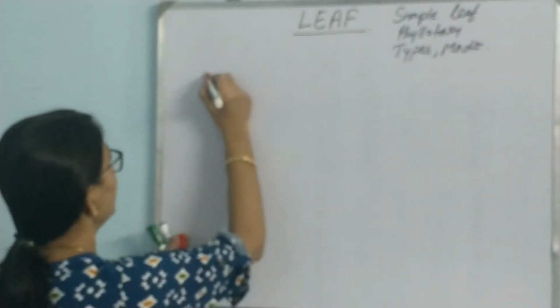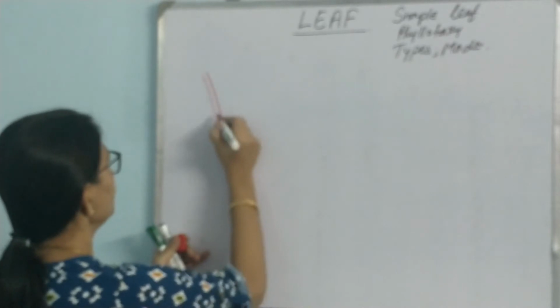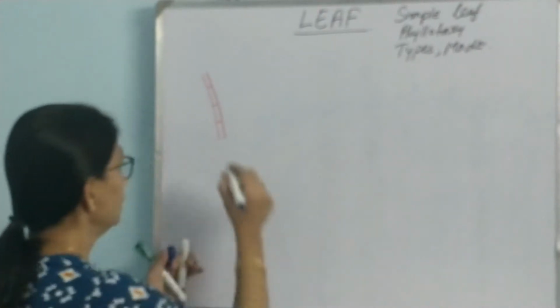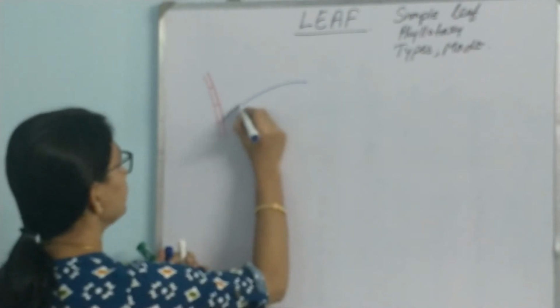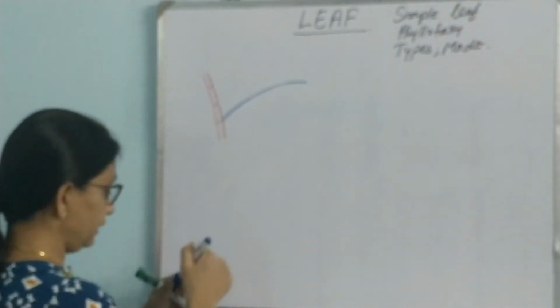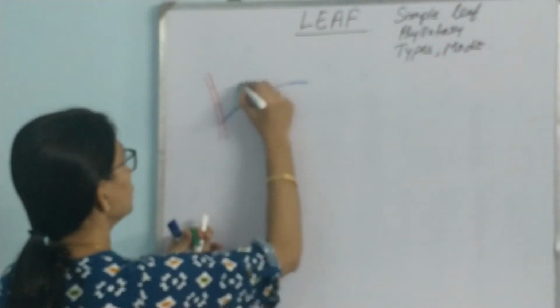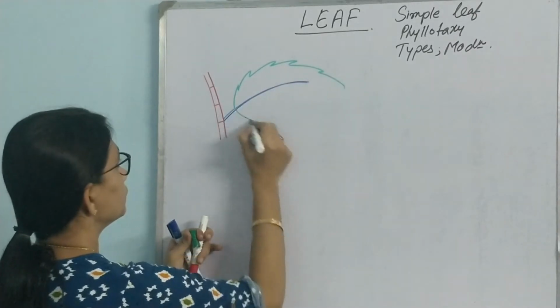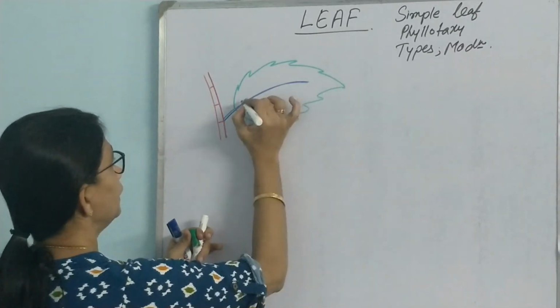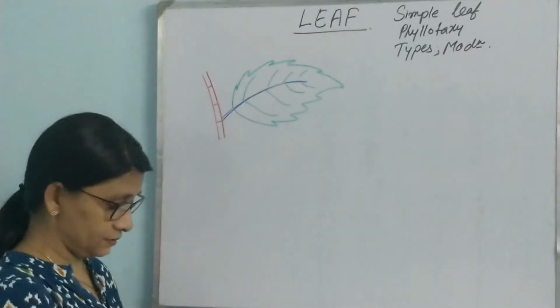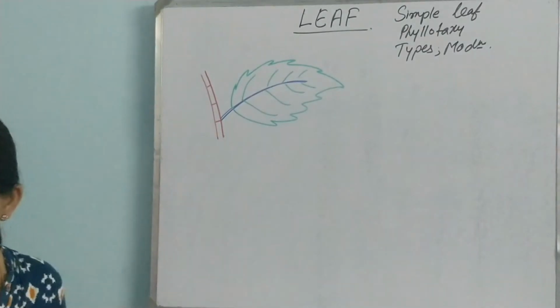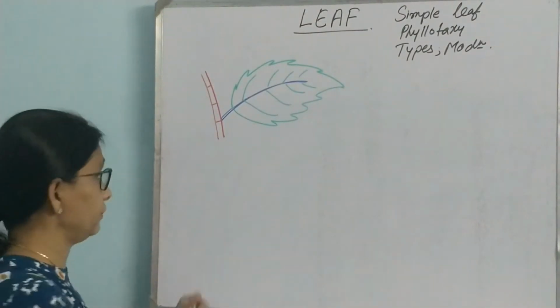So suppose this is a branch. Branches have nodes, and from the nodes comes out leaf. Say this is the stalk of the leaf, and from here comes out the leaf blade. And these are the veins and veinlets. So what are the basic features of a leaf, basic parts of a leaf?